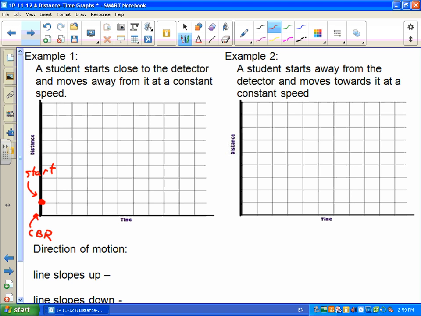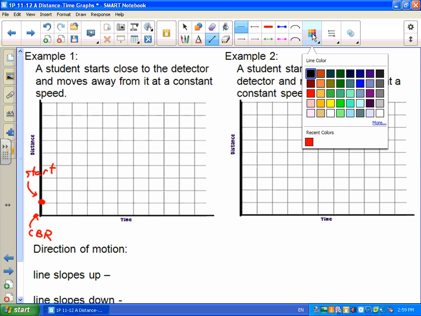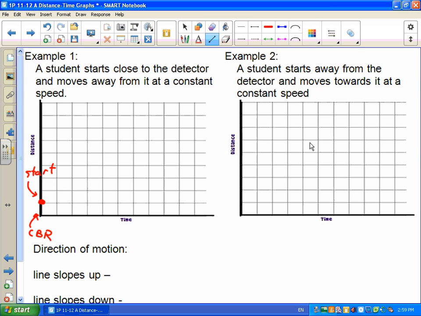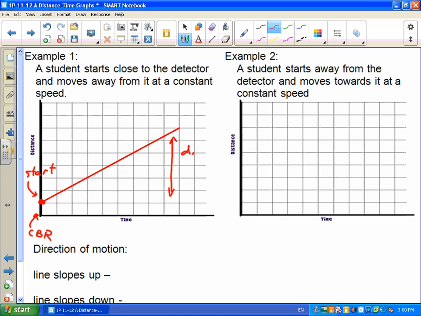Now, as time goes on, the line representing how far away, is it going to go up or is it going to go down? Is the distance going to increase or is it going to decrease if I go like this? It's going to go up. So what we want is to draw a straight line that goes up like this. Because the distance between me and the detector, which is this distance in here, I'll just say distance is increasing.